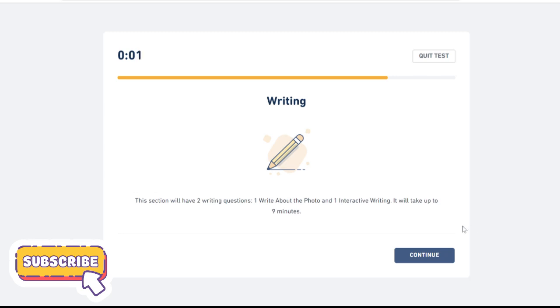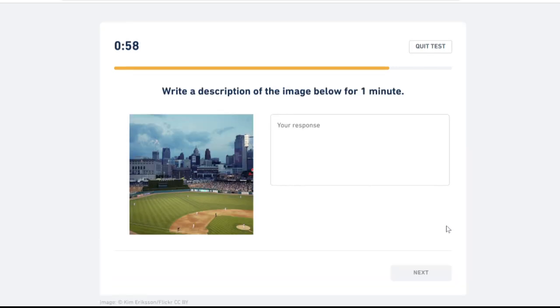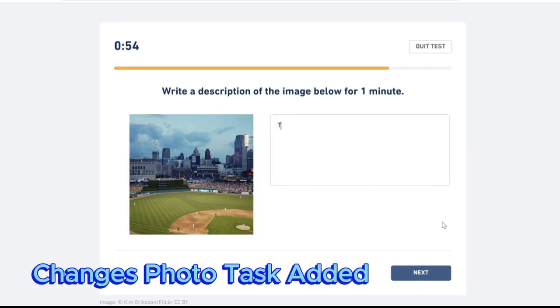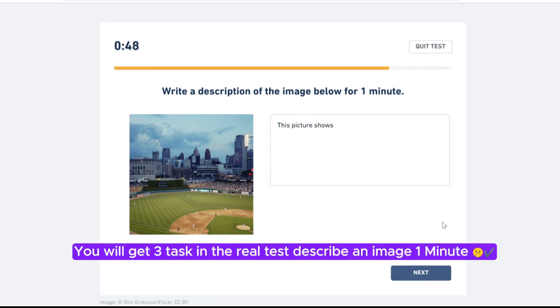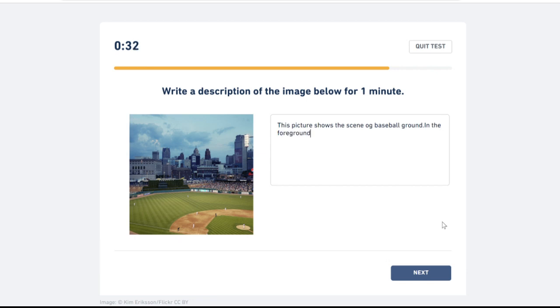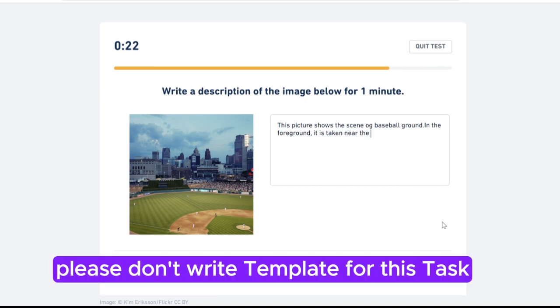In this writing test, you will now get three describe an image tasks at the beginning of interactive writing. So you will not get only one, you will get three. Nowadays they are giving you three describe the image tasks, each for 1 minute. Don't be confused. Test takers often don't know about that because they are new, and you will get three tasks. So please keep this in mind and prepare yourself.